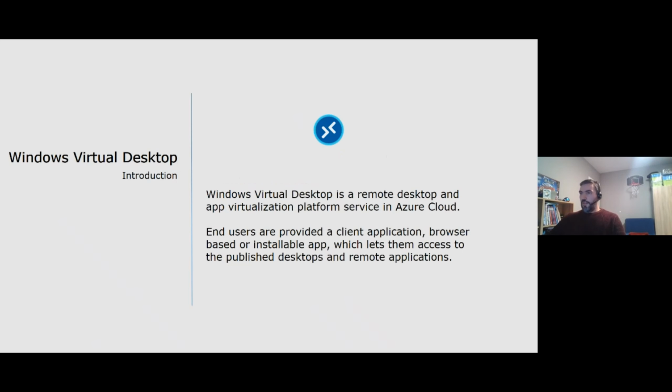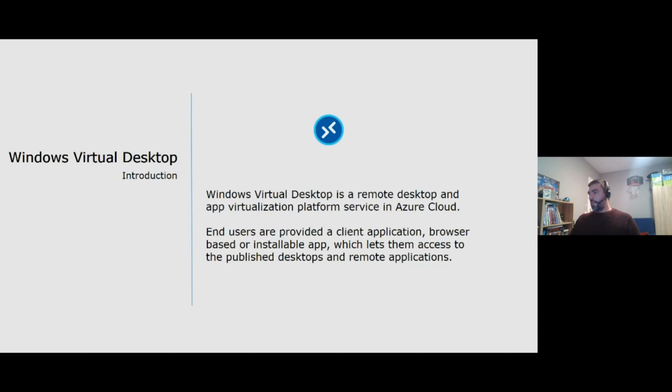Okay. So what is Windows Virtual Desktop? If you're thinking of terminal services or remote desktop services, Citrix, VMware's VDI solutions, Horizon, whatever, you are in kind of the right direction. So this is also a kind of virtual desktop infrastructure solution, VDI. By definition, Windows Virtual Desktop is a remote desktop and app virtualization platform service in Azure Cloud.